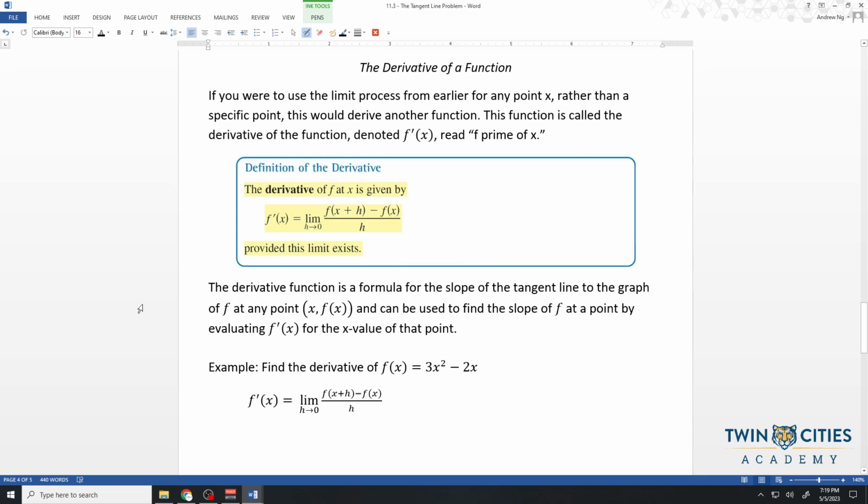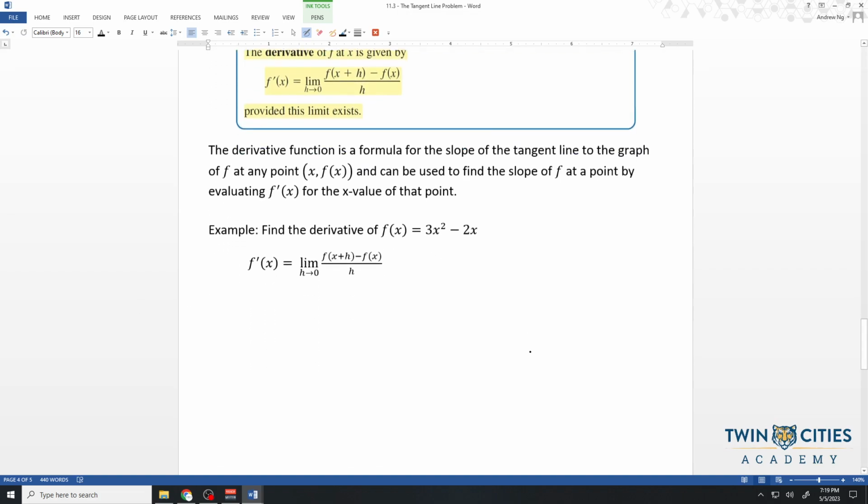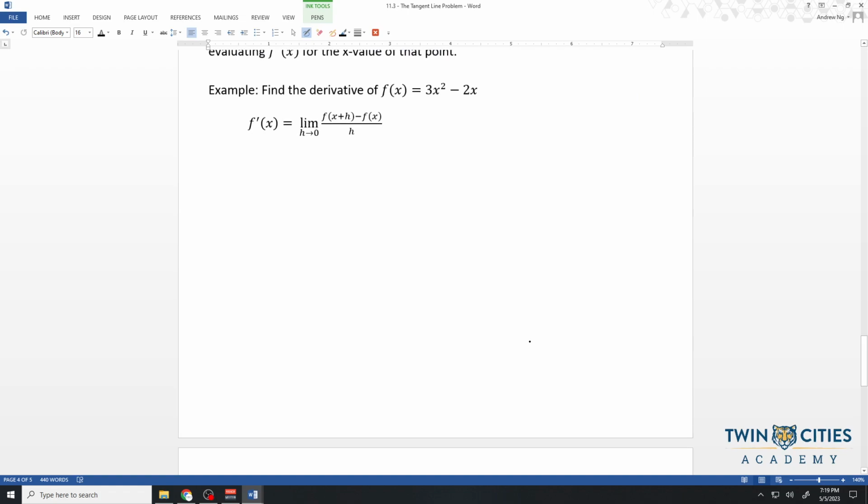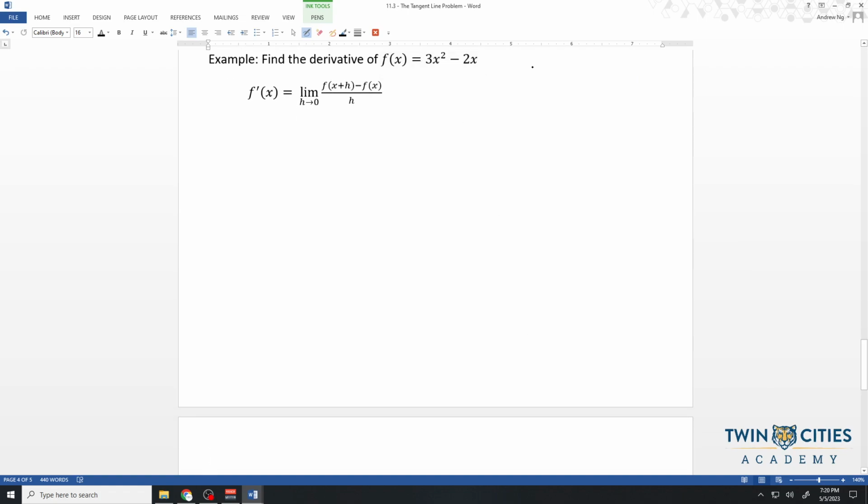The derivative function is a formula for the slope of the tangent line to the graph of f at any point. So this is a really powerful tool, and we can use this much more quickly than finding the slope at a bunch of different points. We just find this one function and then we can plug things into it. Let's do an example. Find the derivative of f of x equals 3x squared minus 2x.